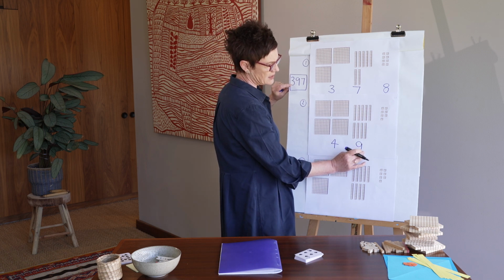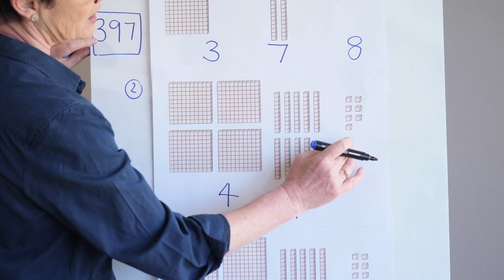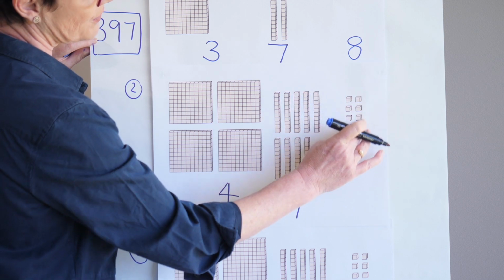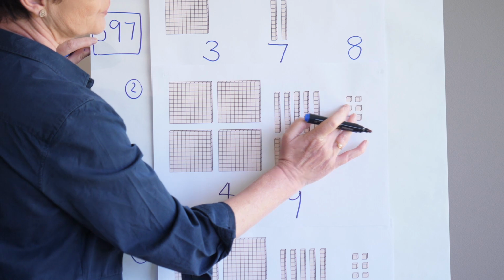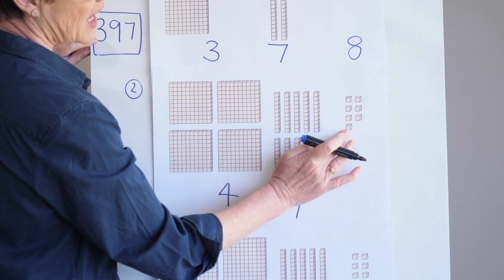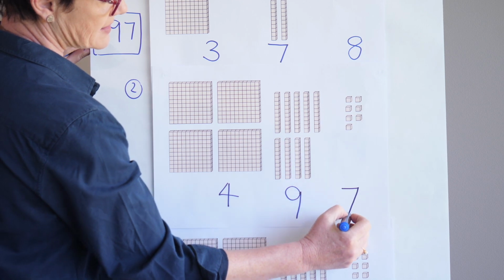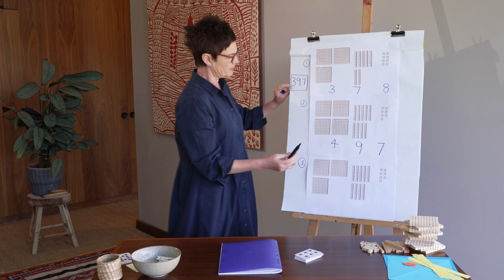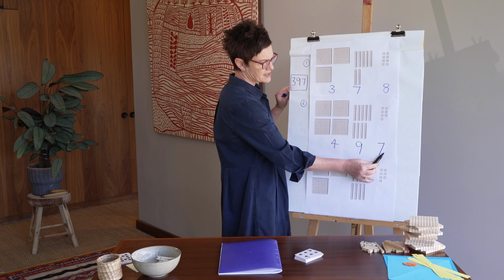490, 9 tens. How many ones? Let's have a look. I can see I've got a 4 and a 3. What does that add up to? Or I can go 2, 4, 6, and 1 more makes 7. So this number is 497.